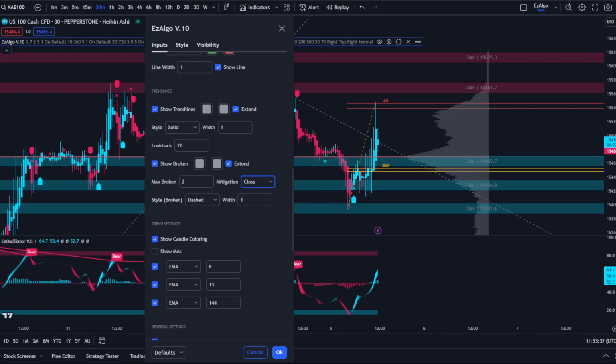Keep the mitigation method on close. We also have high, low. Don't really worry about that. Keep all of these settings default. If you want to show more previously broken trend lines, you can increase this. I think by default, it will be at 3.